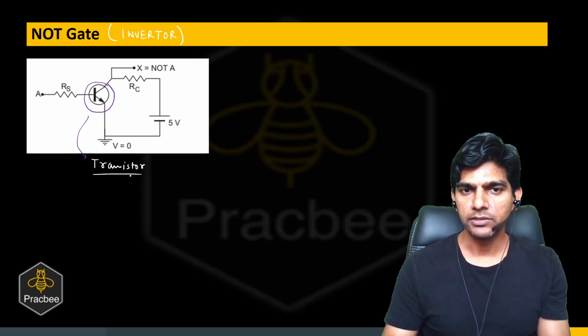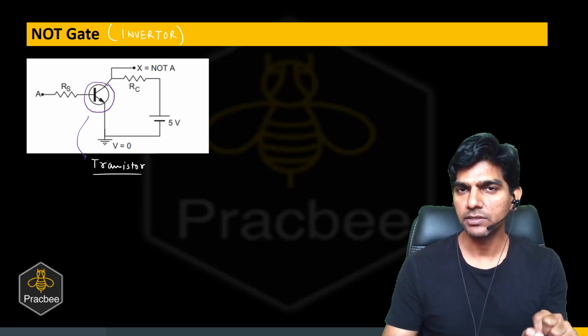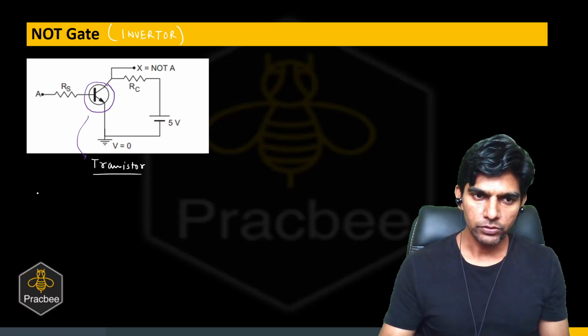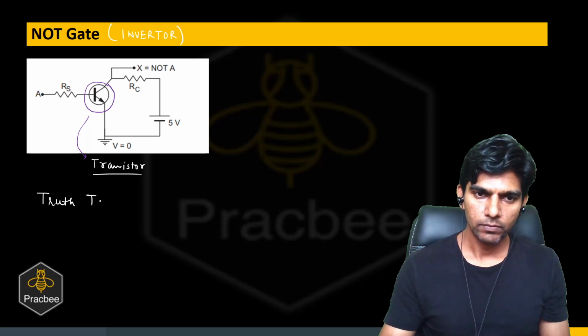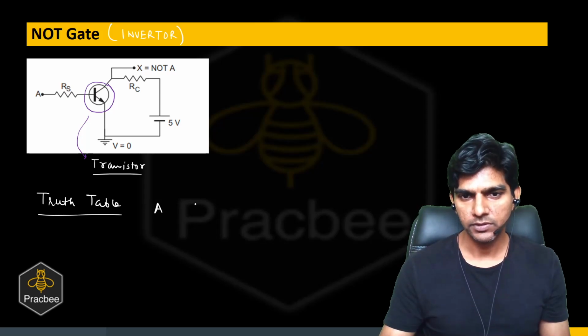Since we haven't done the working of the transistor, you won't be able to understand this at this point of time, and obviously the working is also not required. But just remember, if we have this kind of circuit, it is a NOT gate. So in a NOT gate, if I draw the truth table, say the input is A and the output is, say, X.